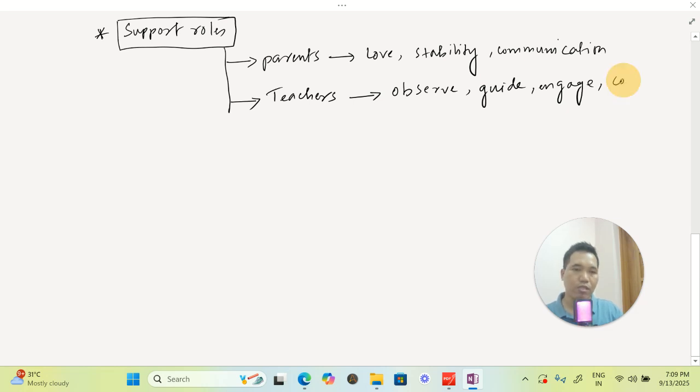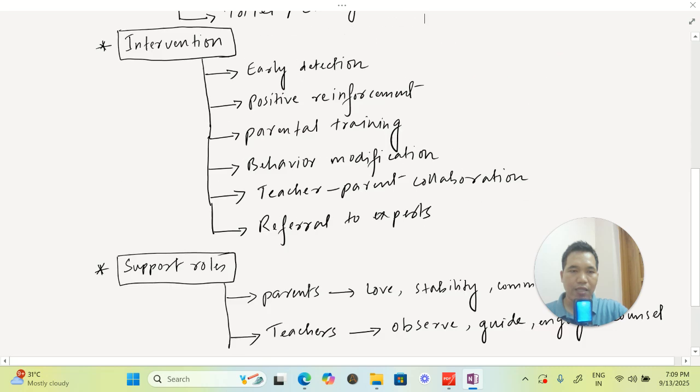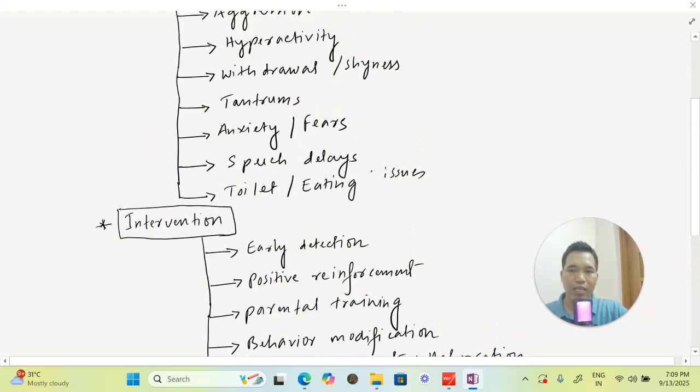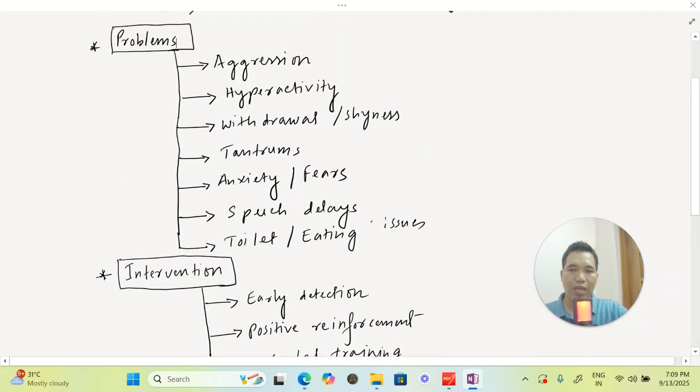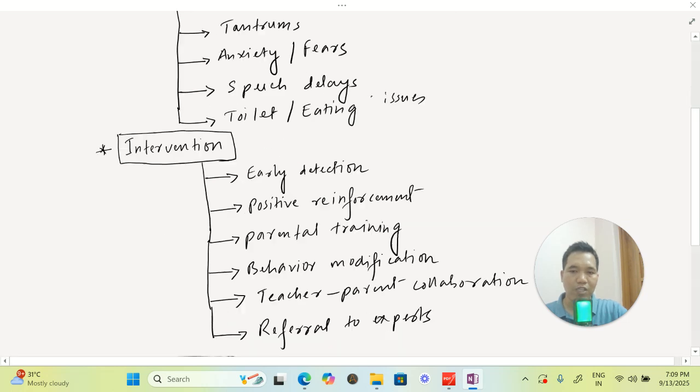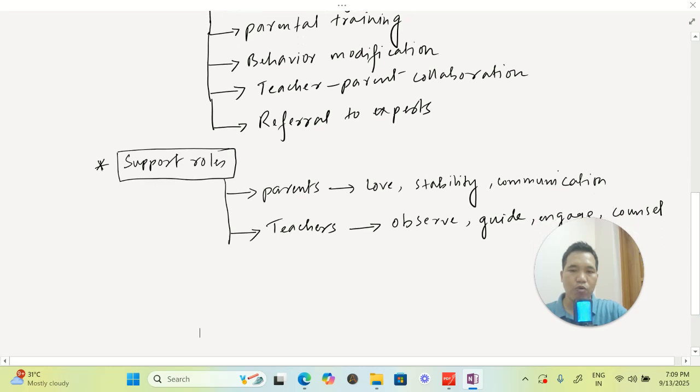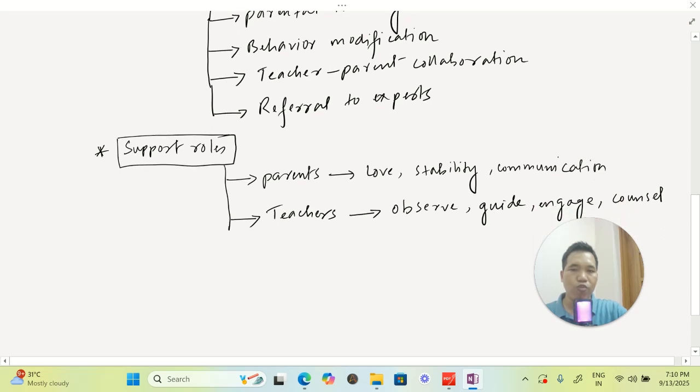These are the very important points which I wanted to discuss today. If you know these details, then you will be able to understand more clearly. So go through this, then you will be able to explain the problems, the different types, what the interventions are, and what the support roles are. If you read this, then you are able to understand.